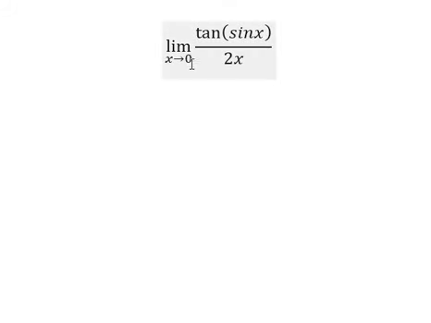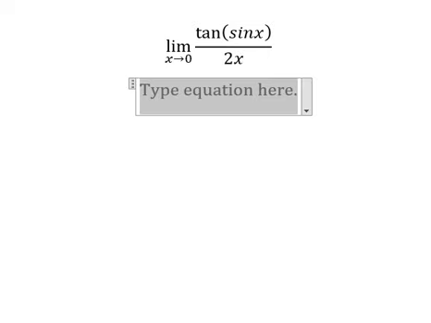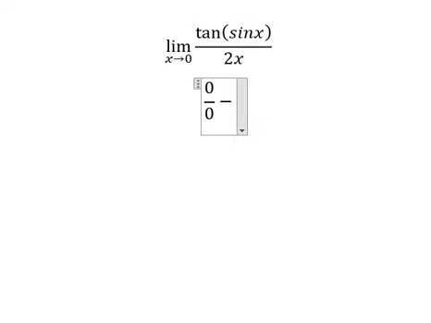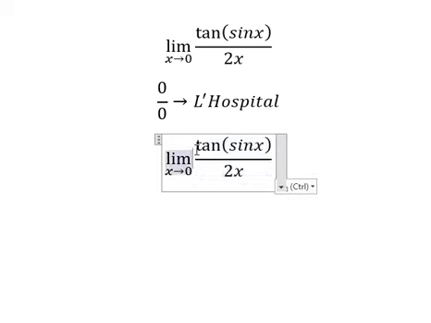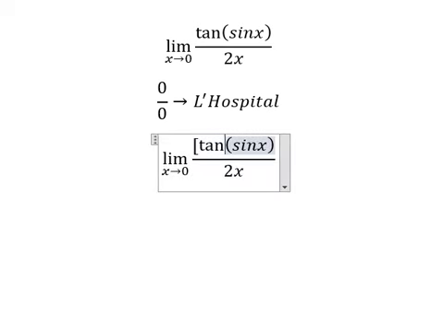When s approaches the number 0, I will put the number 0 here and here. So in this one we have 0, and in this one we have 0. So that is 0 over 0, which means we can use L'Hôpital's rule. That means we need to take the first derivative of the numerator and denominator.